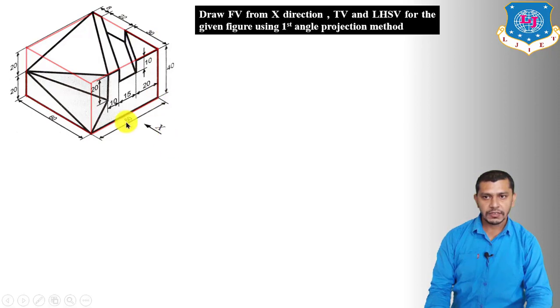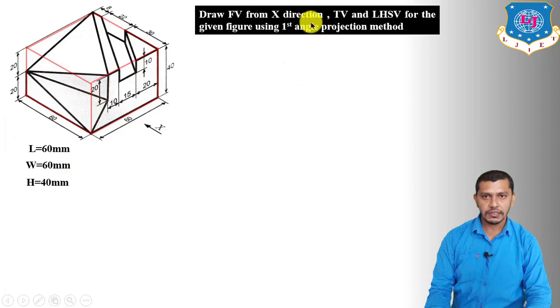Observing from the x direction, the distance between these two edges of the cuboid will give us the length. Right now the length of the object is 60 mm. The distance between this edge and this edge will give us the width of the object or width of the cuboid. It is 60 mm, so the width of the cuboid is 60 mm. The distance between this top edge and the bottom edge of the cuboid will give us the height of the cuboid or height of the object. So the height of the object is 40 mm.